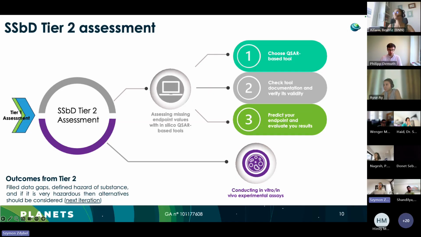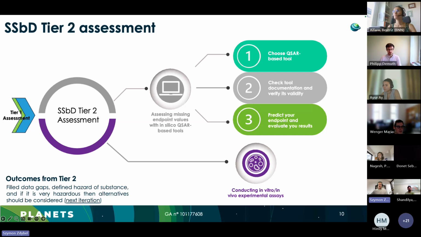At first, we need to carefully choose an appropriate QSAR tool. By this, we mean a tool that can cover the endpoints of interest. Then we must check the tool's documentation and verify its validity. By this, we ensure our chemical falls within the applicability domain of the tool, which is also very important. The applicability domain is a chemical space that was created by the chemicals that were used for training the model. And only then we run the predictions and, of course, evaluate them.